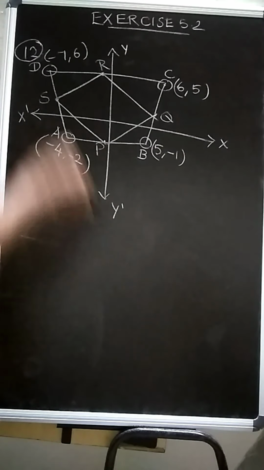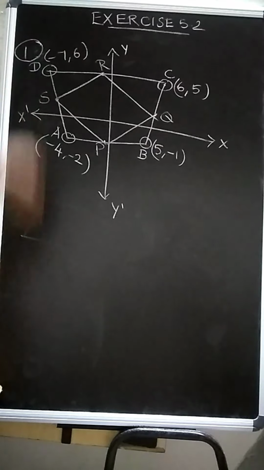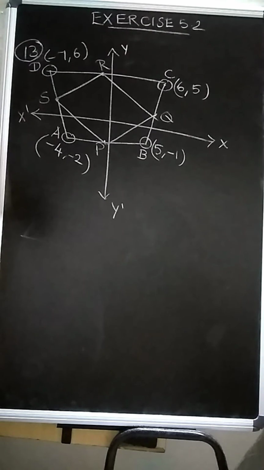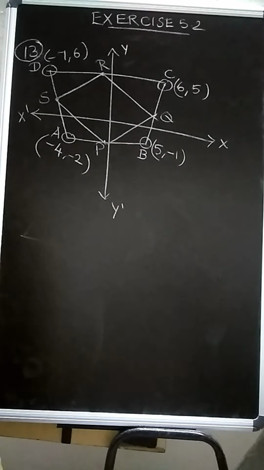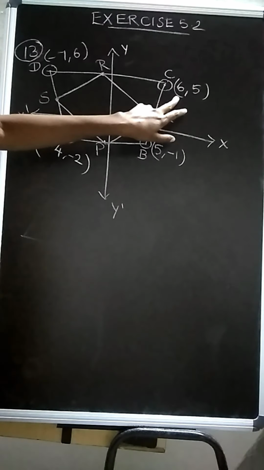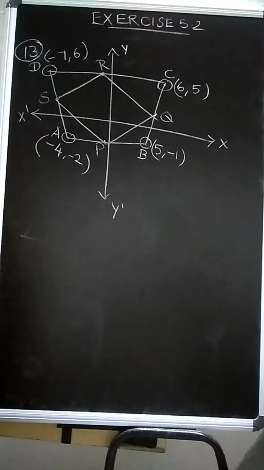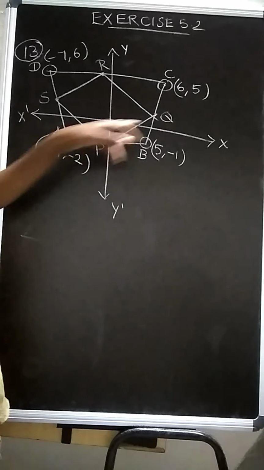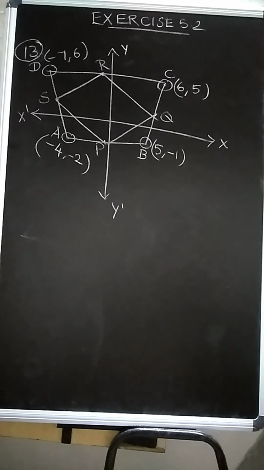We will see the 13th sum in exercise number 5.2 now. A quadrilateral has vertices at A(-4, -2), B(5, -1), C(6, 5) and D(-7, 6). Show that the midpoints of its sides form a parallelogram. So we need to show that the midpoints of the sides form a parallelogram.